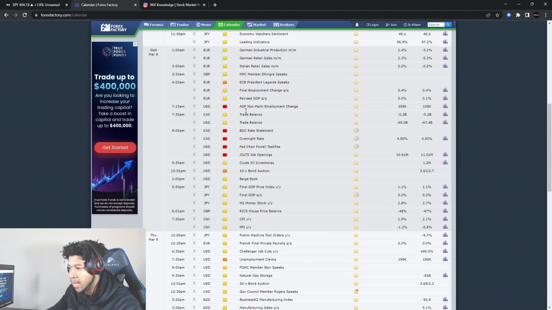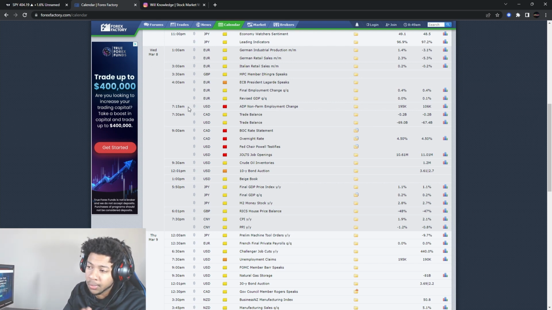Wednesday, we got ADP non-farm unemployment change. That is going to be big on Wednesday. That's an hour and 15 minutes before the market opens, so that's good. You're going to get a lot of movements before. And then when the market opens, we'll probably be looking for a continuation or something like that that I'll be looking to scout for on options.